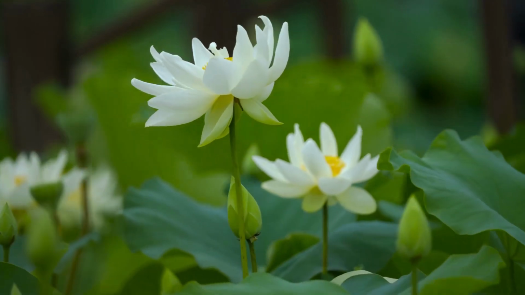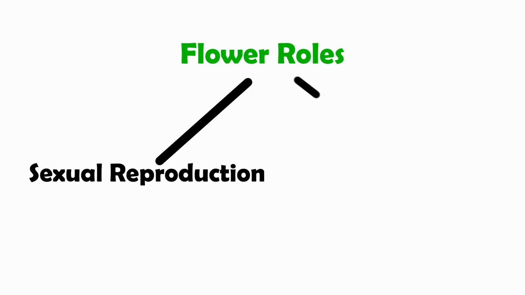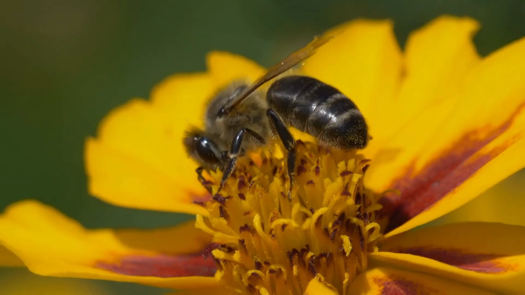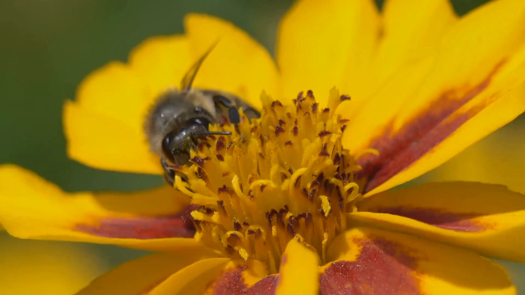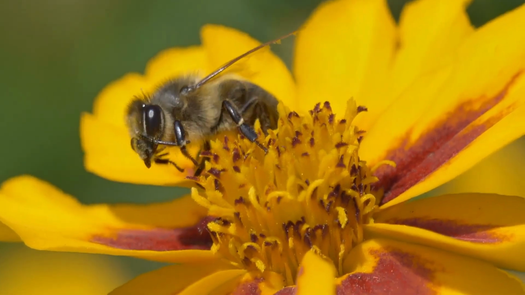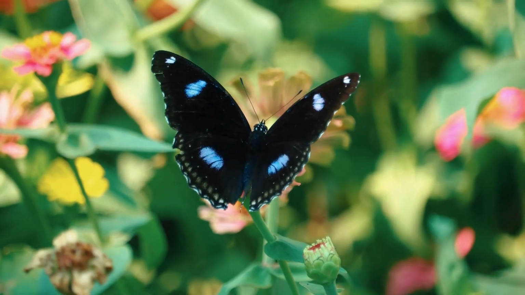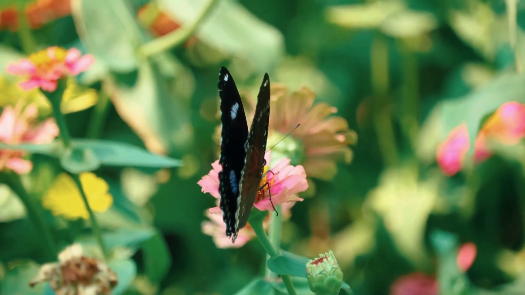Flowers are the reproductive structures of flowering plants. Their main roles are sexual reproduction and seed formation. Flowers contain male and female parts. Pollination occurs when pollen is transferred from the stamen to the pistil. This process is often carried out by pollinators such as bees, butterflies, and birds.